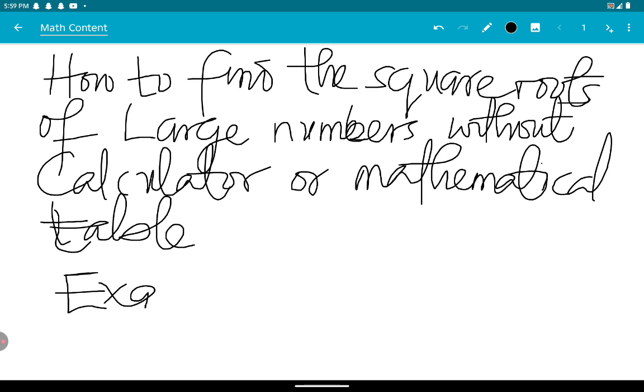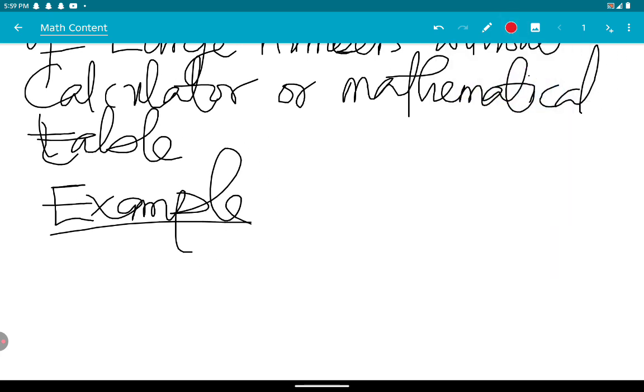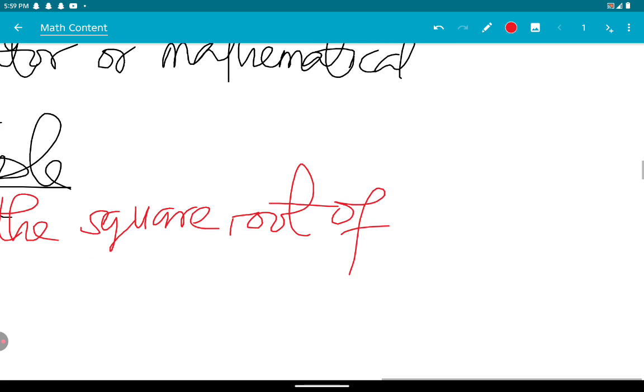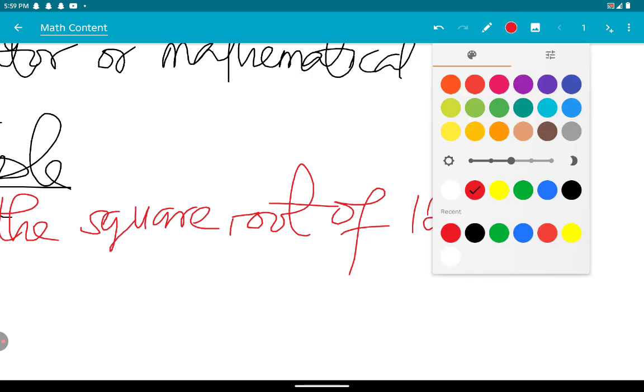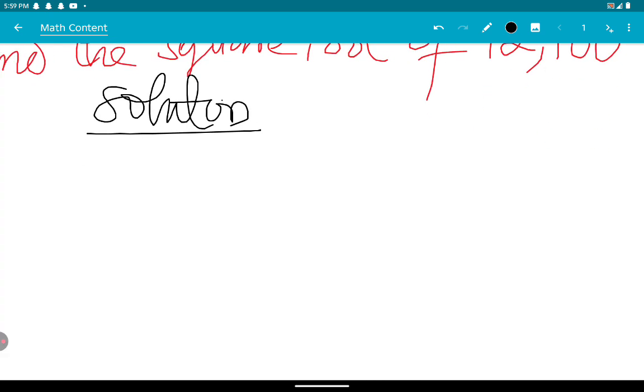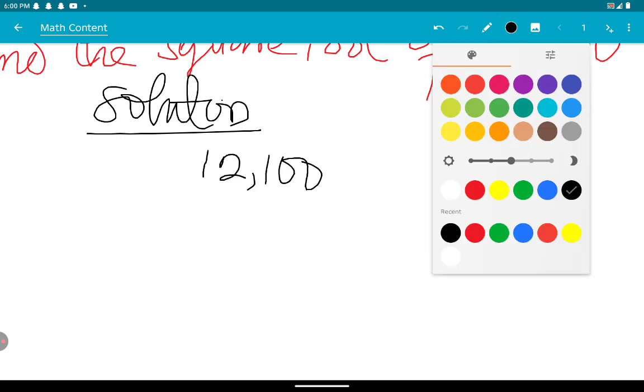So let's pick an example. Let's assume that we are to find the square root of, let's pick a number, 12,100. I love this. Let's find the square root of 12,100. Now, solution. We are going to be using the long division method, and I'll teach you the trick you need to use. Just write 12,100.